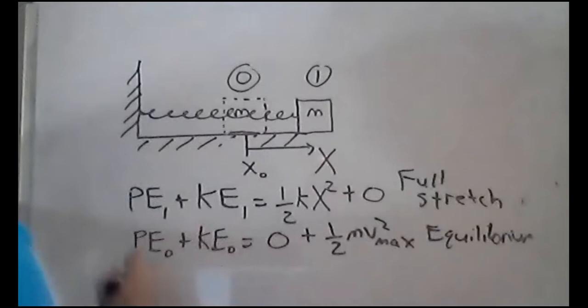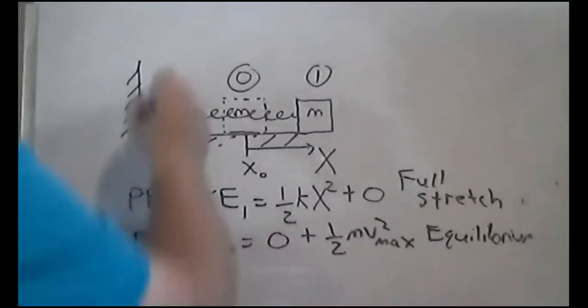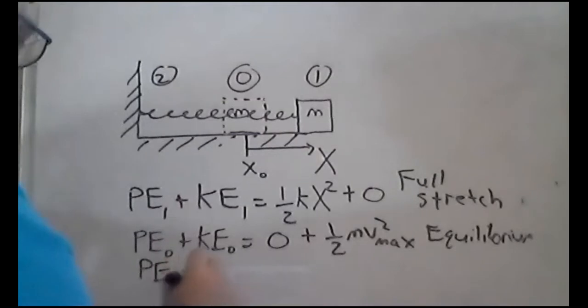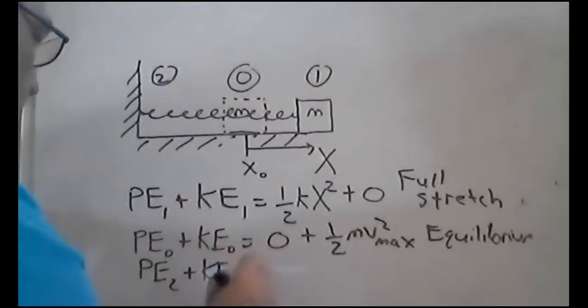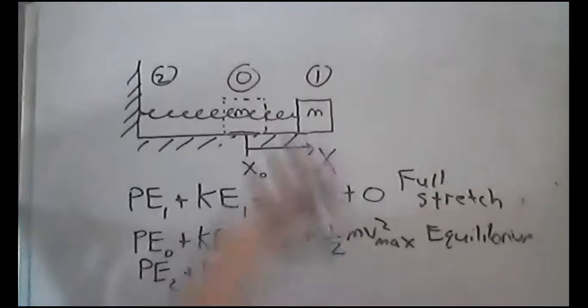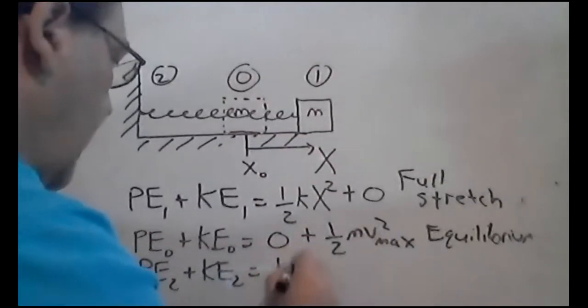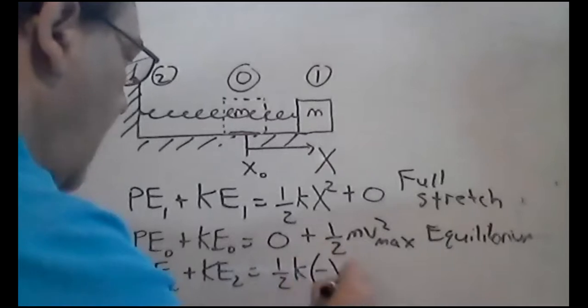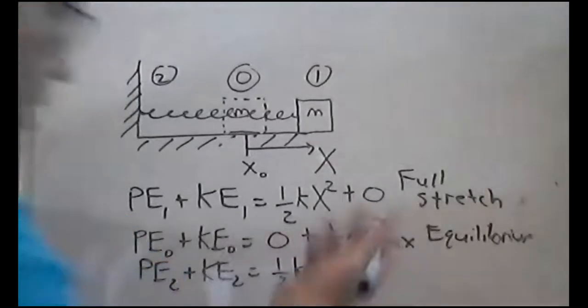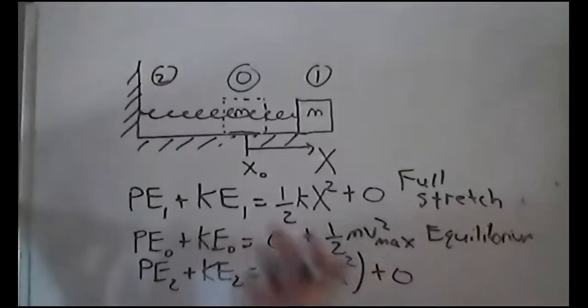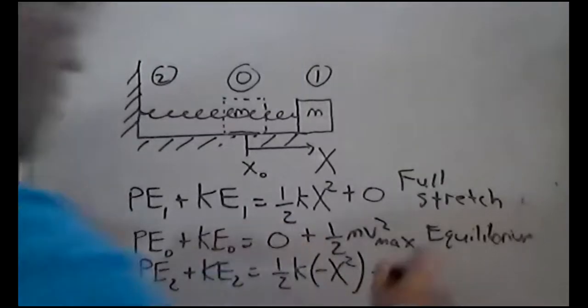What's going to happen now? Well, I'll call this then 2. Potential energy 2 plus kinetic energy 2 will equal what? Well, potential energy 2, now it's all entirely wound up. It'll be 1/2 k negative capital X squared. So again, given I'm squaring it, it doesn't really matter, plus 0. So it's going to have the same total. This is full compression.